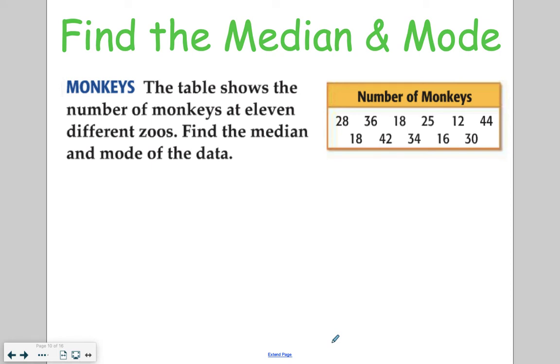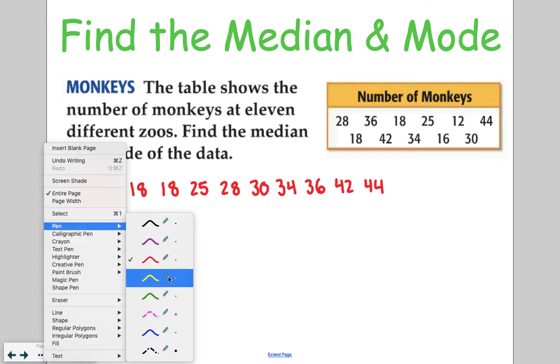Now we're going to talk about the median and the mode. In order to find the median and the mode, for the median, we need to put our data in order, from least to greatest. So looking at our numbers here, my smallest number is 12, and then I have 16, and then I have 18 twice, and then I have 25, 28, 30, 34, 36, 42, and 44. So I put my data in order from least to greatest.